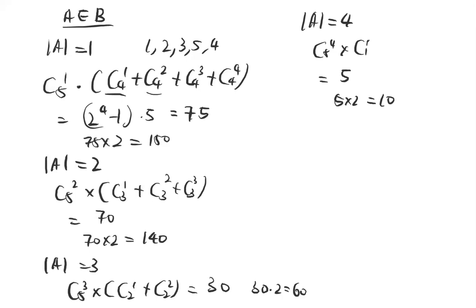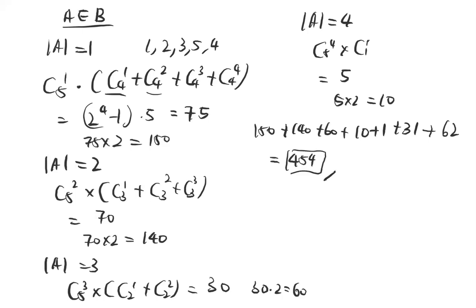In fact, we're done with this problem. We just have to add up all the numbers. So 150 plus 140 plus 60 plus 10. And if we go back to the page before, we have 1, which is when both of them are empty. We have 31 when all of them are equal. And we have 62, which is when one of them is empty and the other one is not. If we add this up, this is 454, and that is the answer to this problem.